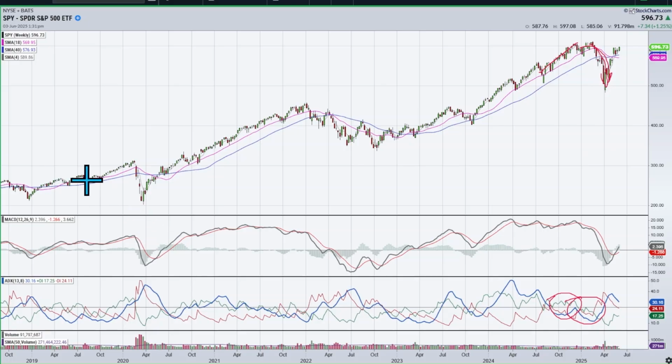When we get this type of failure, I'm looking for a drop like this. And this actually happened back here too. You see how ADX never climbed above 25 and then gave it up. Same thing here. ADX kind of died out before it rolled over.